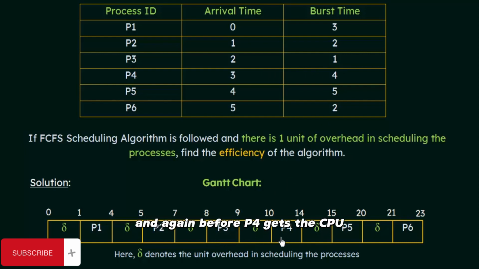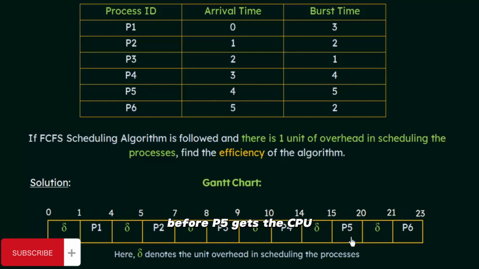And again, before P4 gets the CPU, there is a delay of 1 unit of time. So 9 plus 1 is 10. So there is this delay here. And when P4 gets the CPU, it has to execute for 4 units of time. So 10 plus 4 is 14. So P4 executes 4 units of time, and the completion time is 14.